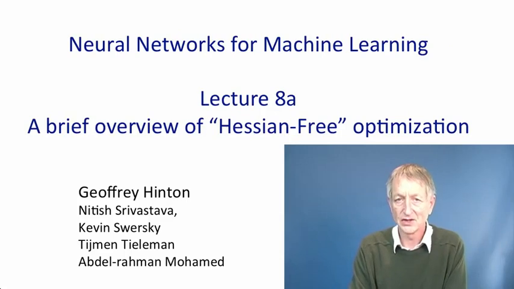In this video, I'm going to give a brief overview of the Hessian free optimizer that can be used to train recurrent neural networks very effectively. This is a very complicated optimizer, and I don't expect you to get all the details of it from this video. I just want you to have a general feel for how it works, and then in the next video we'll see how well it does on an interesting problem.